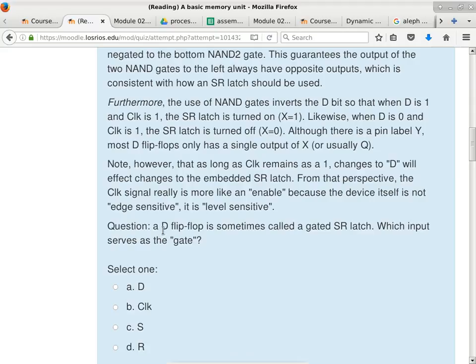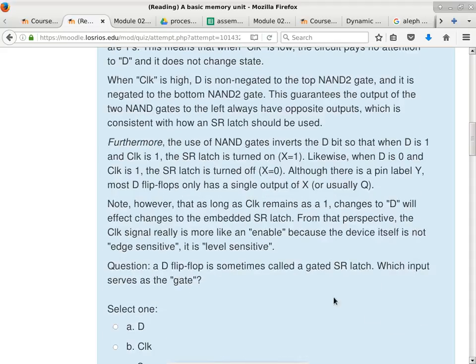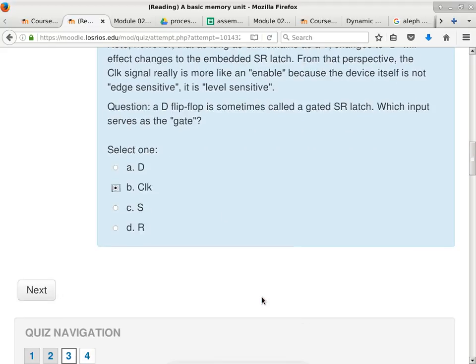So the question now is, a D flip-flop is sometimes known as a gated SR latch, and the gate is because of this guy. Which input serves as a gate? I just answered my own question. But just to check whether you guys paid attention or not, which one is the gate? CLK. Yep, there we go.